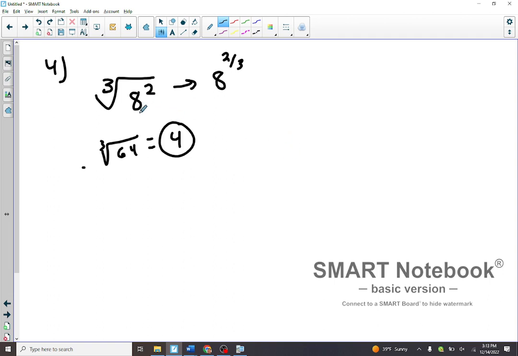Yes, you could do it like that too. You could have got 2 and then squared that. That will give you 4. Can you go back to that?